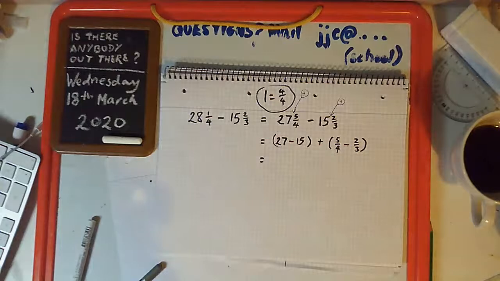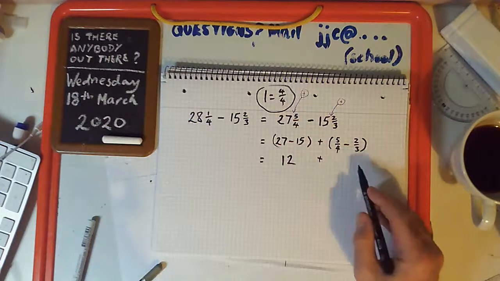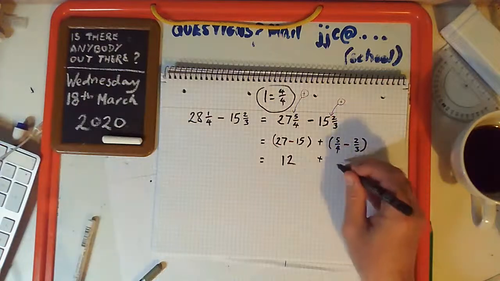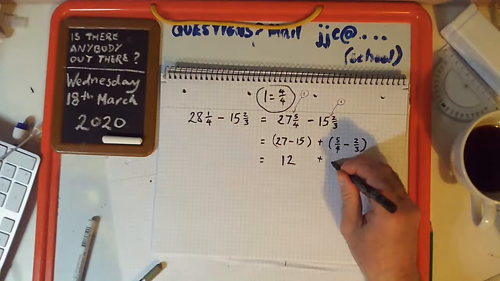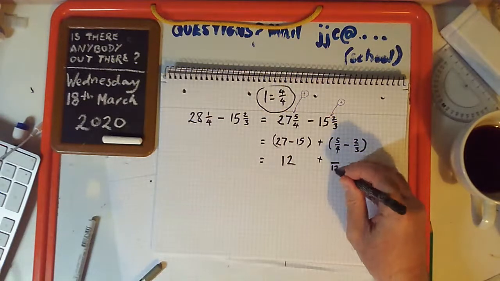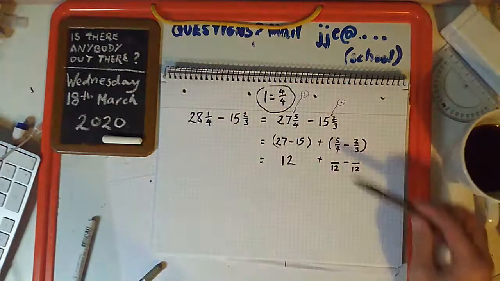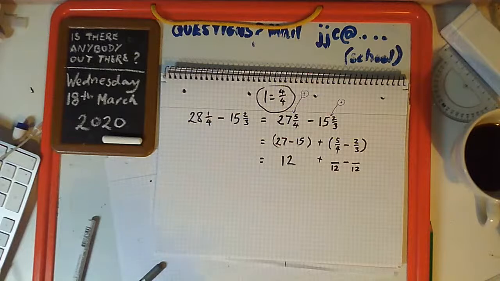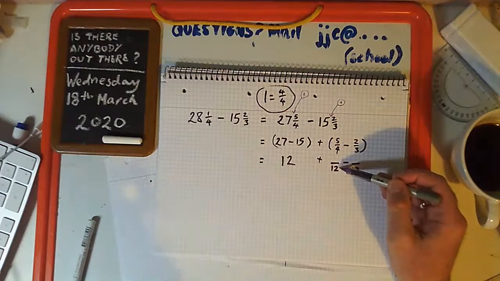Okay, so 27 minus 15 is 12. And then 5 quarters minus 2/3, I meant to say. 4 and 3 both go into 12, so the common denominator is 12. I want to write both of these as fractions out of 12. So at the moment, I've got a fraction out of 4. I want to make it into a fraction out of 12.